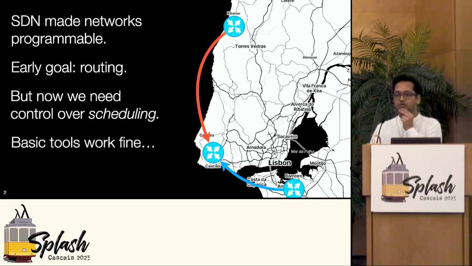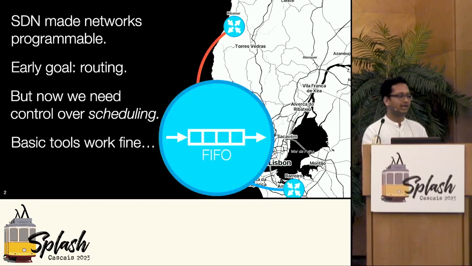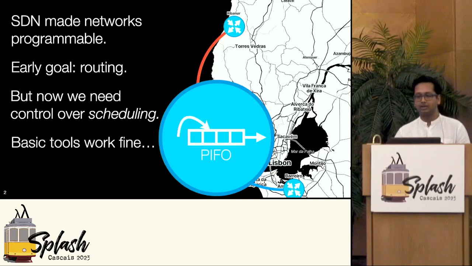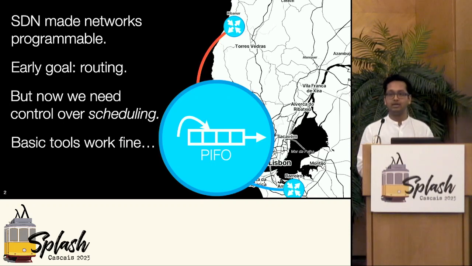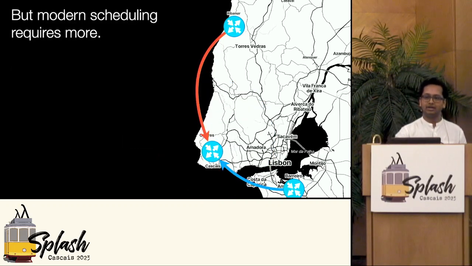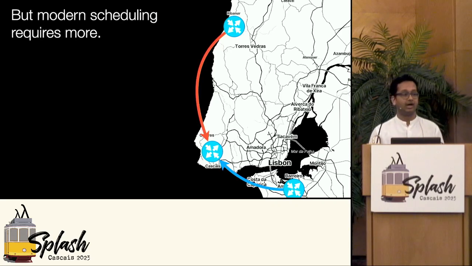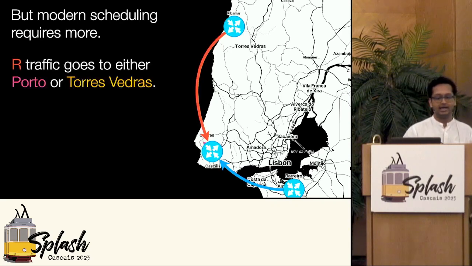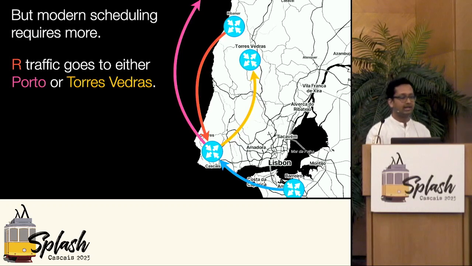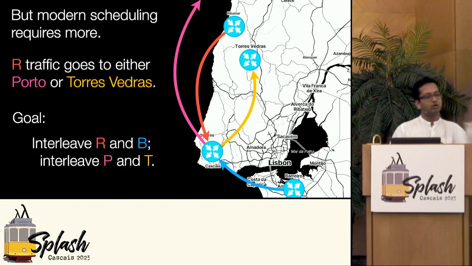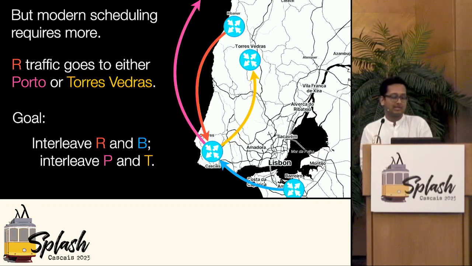Okay, basic tools will sort of work fine. So imagine in my Qashqai-based packet scheduler, in my switch, I have a FIFO, just first come, first served. I can do basic buffering, life is good. I can do a little bit more. I have a PIFO. PIFO is just networking speak for a priority queue. I can do a little bit more programming, nice. But actually, modern scheduling requires quite a bit more, often in terms of hierarchical scheduling algorithms. So say every packet that came from Hibamar is either headed to Porto or to Torres Vedras, and I've been asked to interleave red and blue packets, and among red packets also interleave purple and tangerine packets. I'm in a bit of a fix, actually.